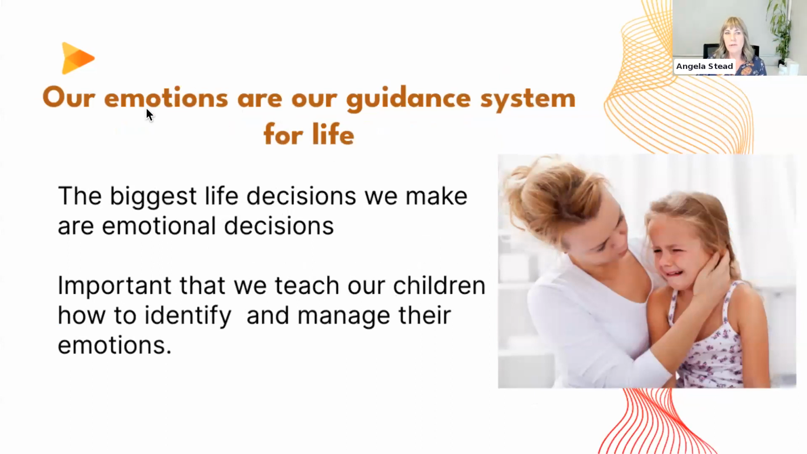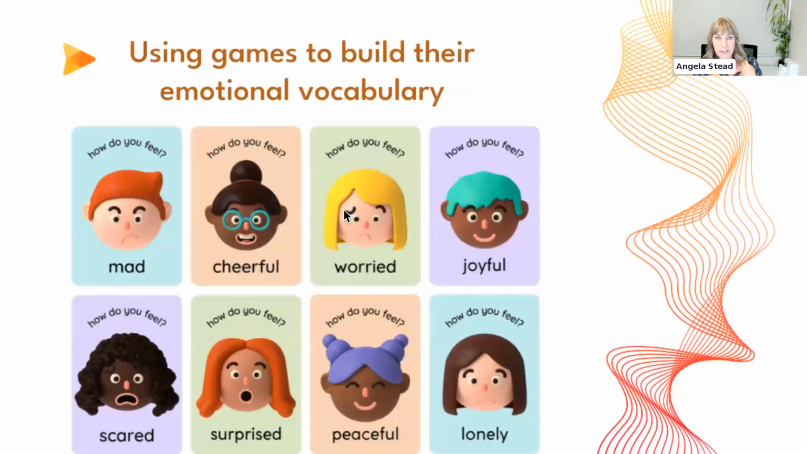And remember too that our emotions are our guidance system for life. The biggest decisions we make in life are emotional decisions. So it's really, really important to spend time helping our children to identify and manage their emotions. Another way to build their emotional vocabulary is, like I said, asking them how they feel, but using prompts similar to these, where you might get them to identify the expression, or you might get them to point to the one that feels like how they're feeling. There's lots of ways you can do this, and this is just one idea.